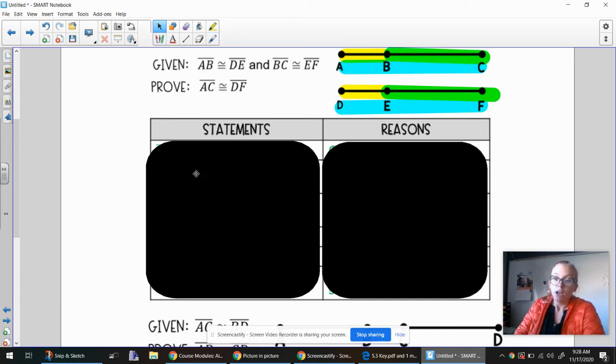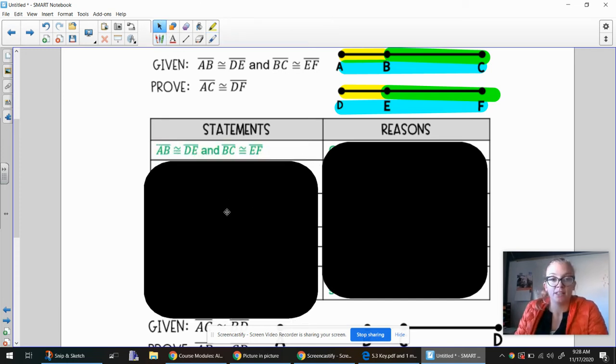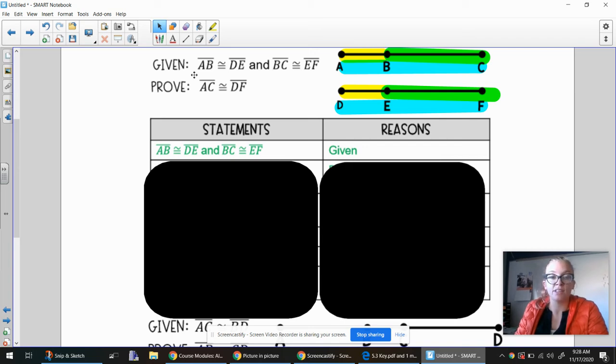Let's do that. Our proof always starts with our given. So we are going to rewrite the given information. AB is congruent to DE and BC is congruent to EF. In order to manipulate this a little bit, we need to change this to the length of the segment. That helps us add and subtract.